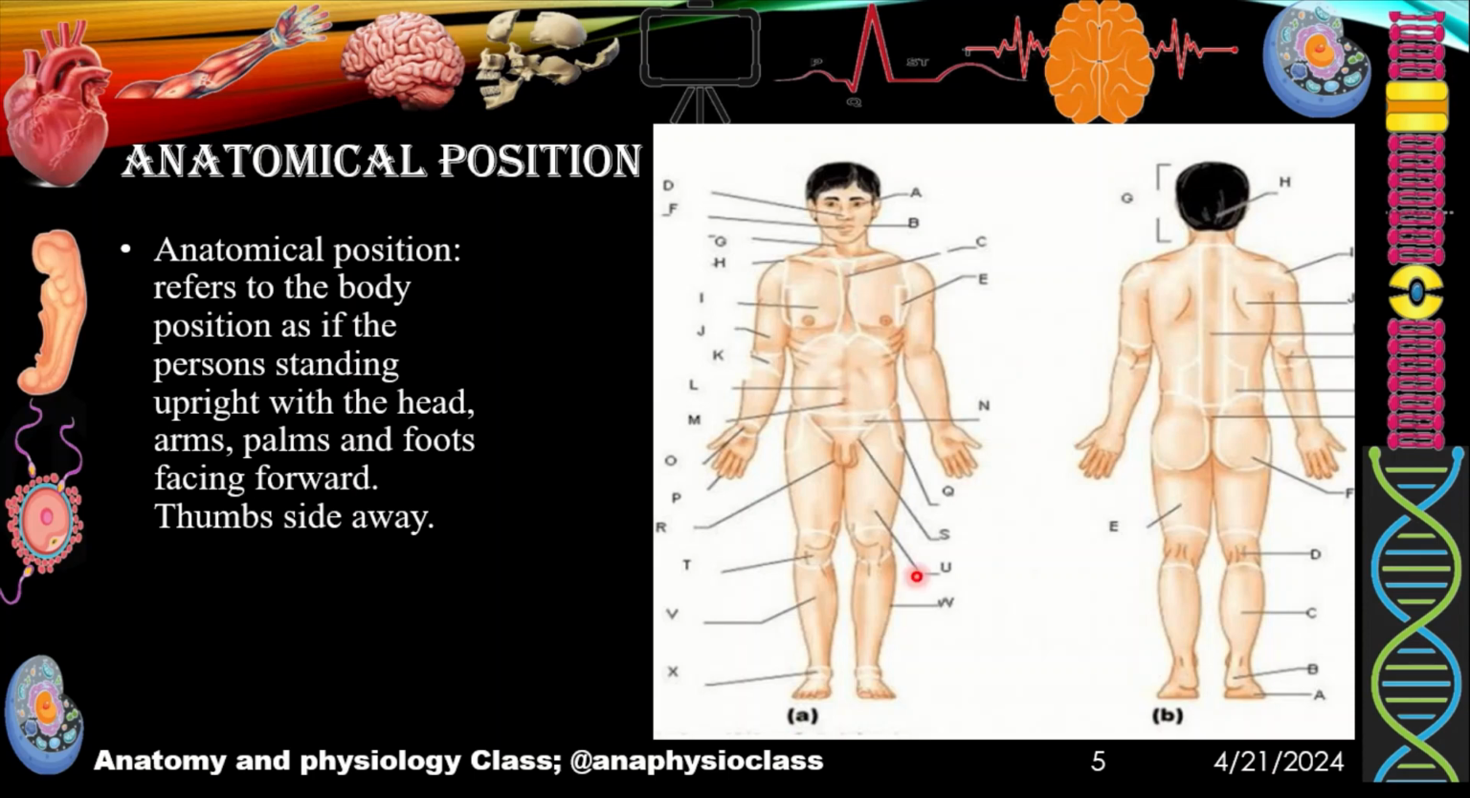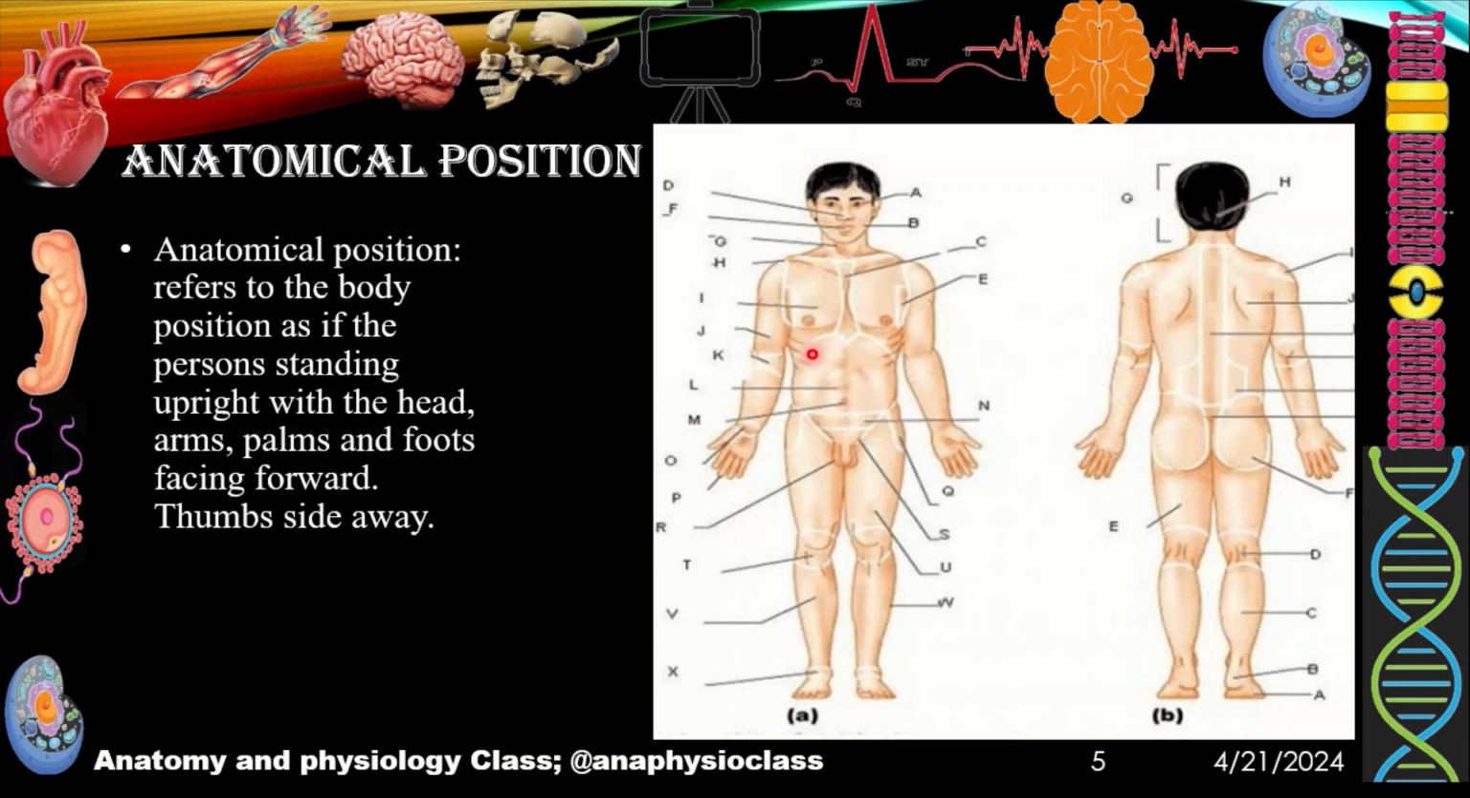So we maintain the normal position of that structure in anatomical position. For example, if you turn your forearm, definitely the position of the thumb will change from lateral to medial, or from medial to lateral, or from left to right, for it to become closer to the body.